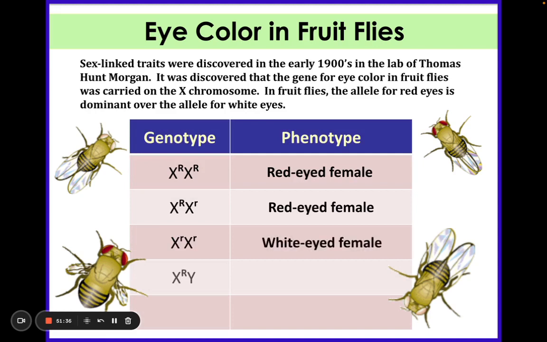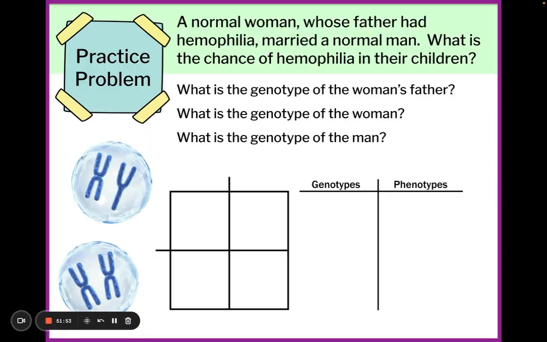All right, so eye color in fruit flies, same thing. It's an X-linked trait. It's recessive. So if you have white eyes, that's a recessive trait. It's more prevalent in males. And so we know that it's an X-linked trait because we see that it's more prevalent in males.